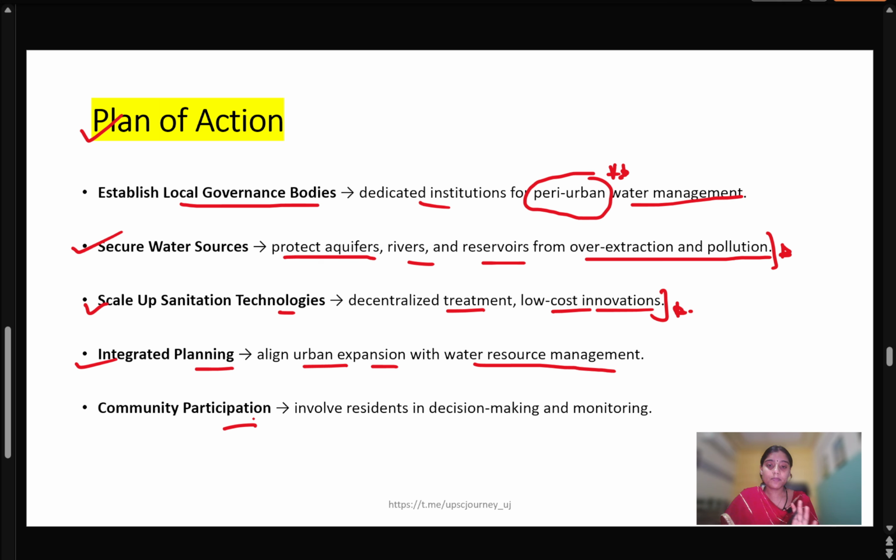Community participation is again very important: involving residents in decision-making and monitoring systems so that they can provide real-time solutions, because these are the local people who are living there, so they know the problem better. Involving them in decision-making and monitoring will really help.